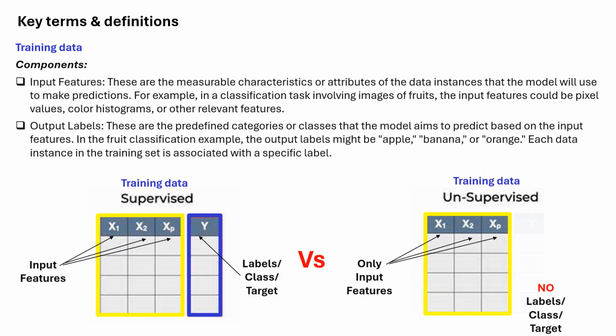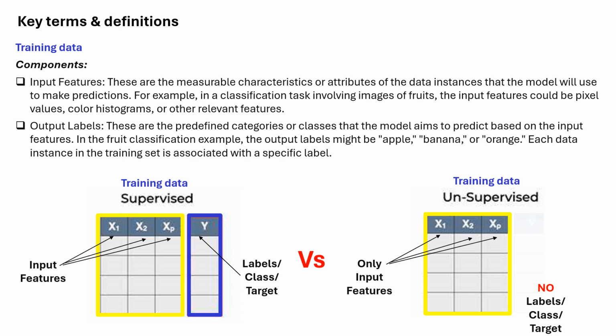Now, let's break down the components of training data. It comprises two key elements. First is input features. They are the measurable characteristics or attributes of the data instances that the model utilizes to make predictions. In a practical example, like a classification task in images of fruits, input features could include pixel values, color histograms, or any other relevant features describing the visual attributes of the fruits.